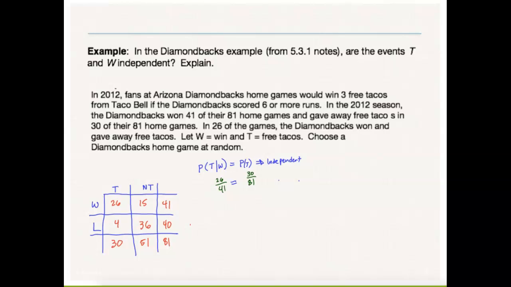All right, well, they're kind of hard to compare when they're in fractional form. So 26 out of 41 is about 0.634, and 30 out of 81 is 0.37. Oh, those are decidedly not equal. Therefore, T and W are not independent.